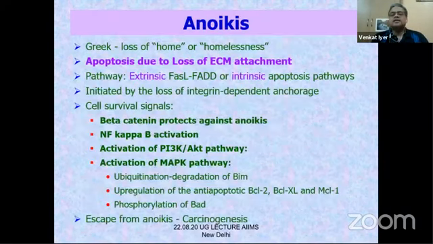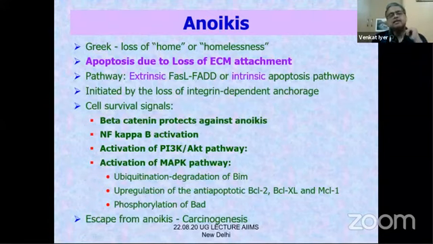One type of cell death was initially called anoikis because at that time people did not realize what the underlying mechanisms were. Anoikis means loss of home or homelessness. Whenever cells detach from the extracellular matrix or the basement membrane, they underwent apoptosis. But at that time, because they didn't know it was apoptosis, they called it anoikis. So it can use both the extrinsic and the intrinsic apoptotic pathways, and there is initiation by the loss of endocrine dependent anchorage.